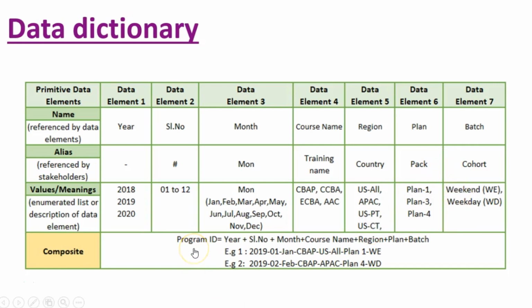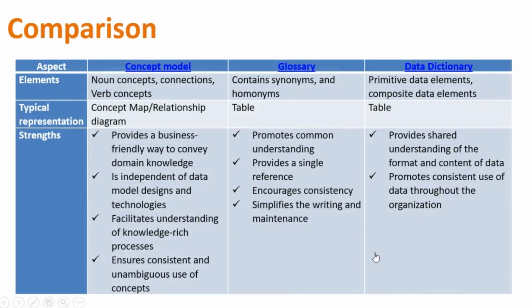So now you can see we have formed a composite, which is the program ID, which is comprising of year 2019, 01, which is the first serial number for Jan, and then CBAP, the course name, the region, US all, plan 1, and whether it's a weekend or weekday batch. So I hope things are clear so far.